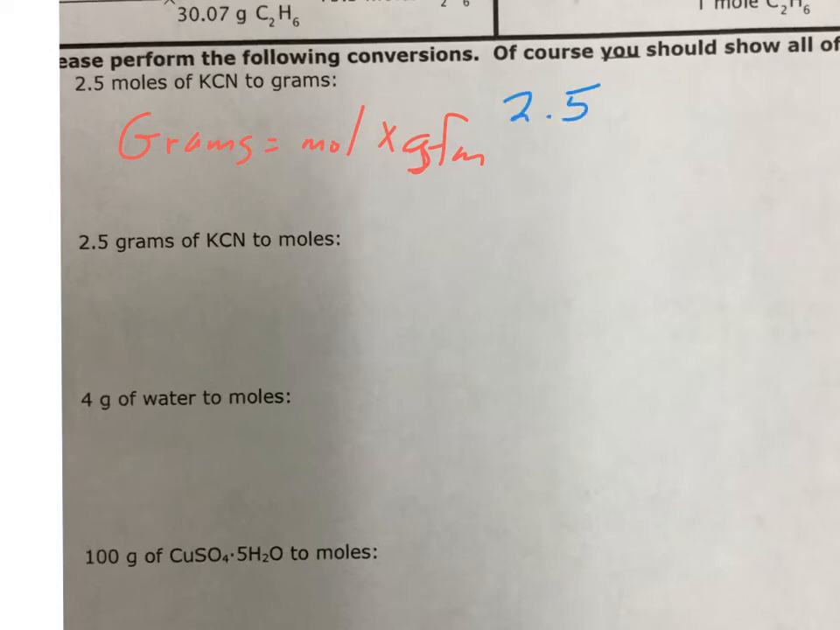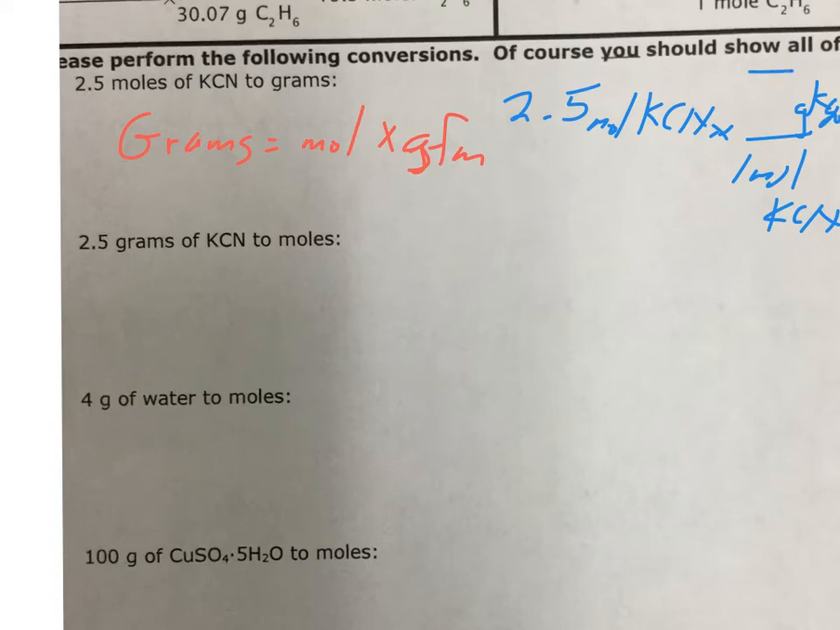2.5 moles of your potassium cyanide. And because 1 mole always equals your molar mass, mole of KCN is going to be on the bottom, and your grams of KCN are going to be on the top. How am I going to find this number? Can somebody get that? How are you going to find the KCN?